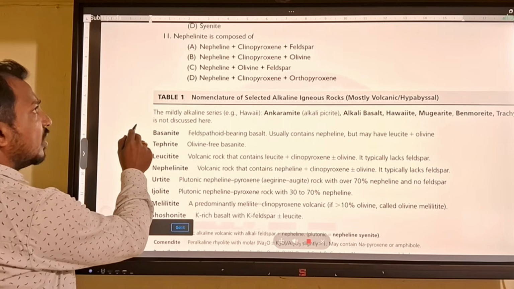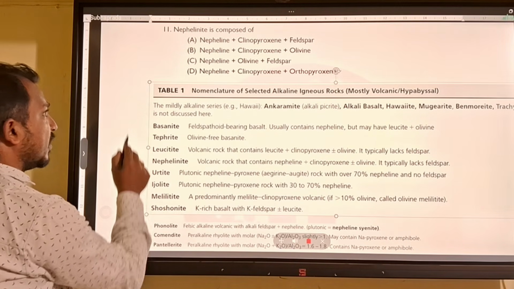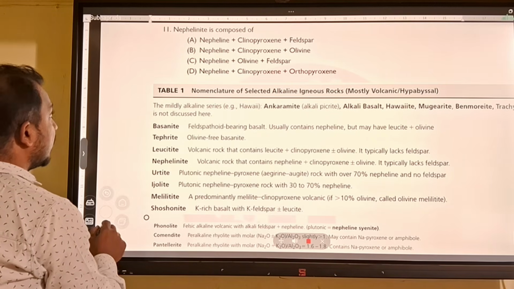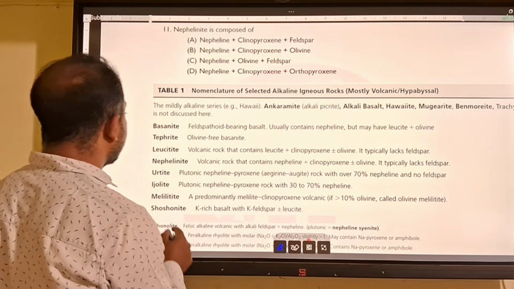Then this is also a data question, where you have to remember the compositions. So first, nephelinite. So nephelinite is composed of... so this is our nephelinite.